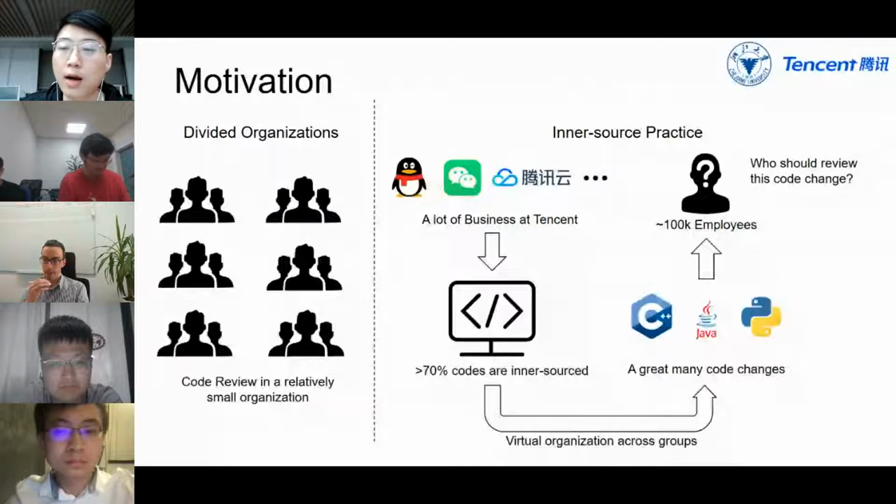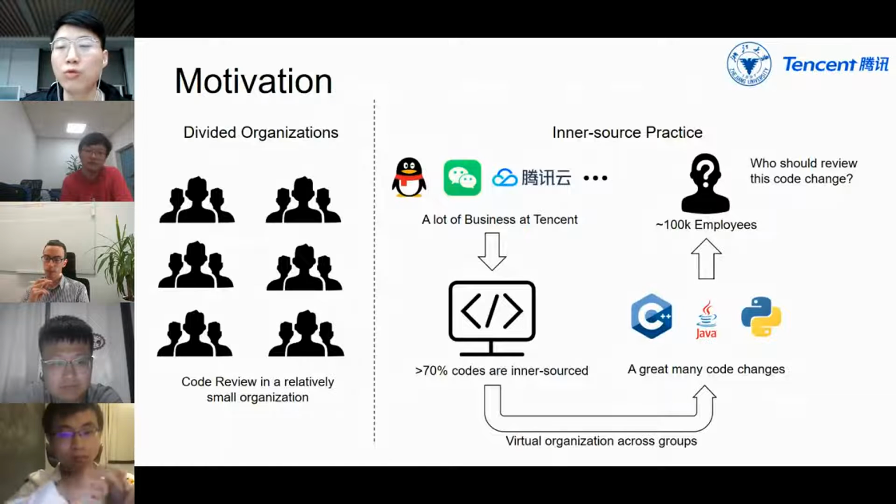On average, there are about tens of thousands of commits, and who should review these commits becomes a big problem. Not as before, when the related maintainers were all familiar colleagues, you don't know who should review these commits. After all, there are about 100,000 employees, and about 30% are developers.